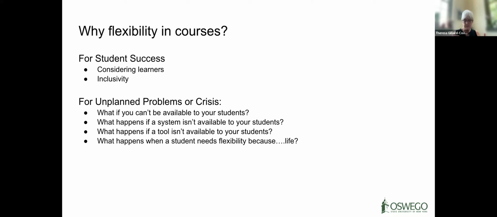One of the things that this session was developed for was for you as faculty. What if you can't be available to your students? What if you need to take some unexpected time off? But also then thinking about the other components. What if a system isn't available to your students? What if a tool isn't available? You know, thinking about this idea of technology is a wonderful thing, except when it doesn't work. But also thinking about the different things that happen when a student needs flexibility because of life.